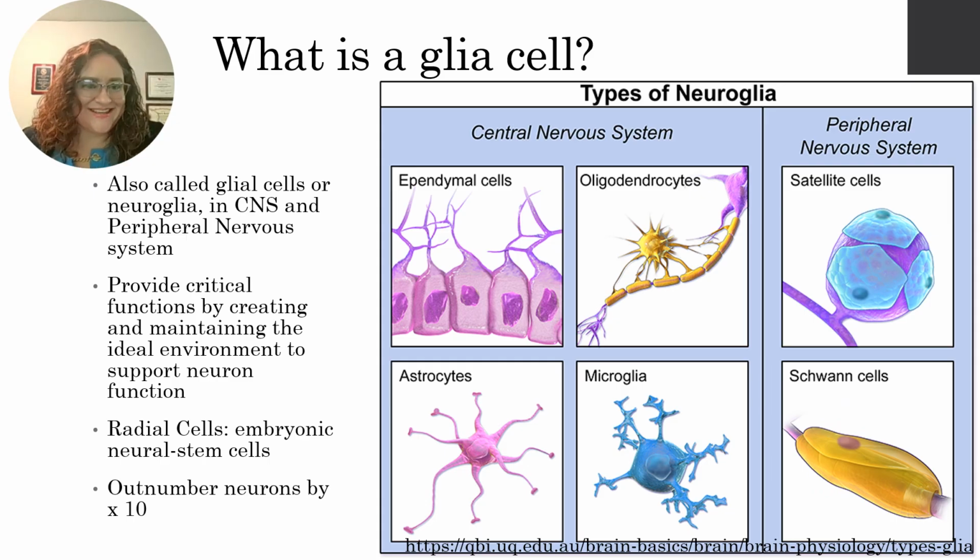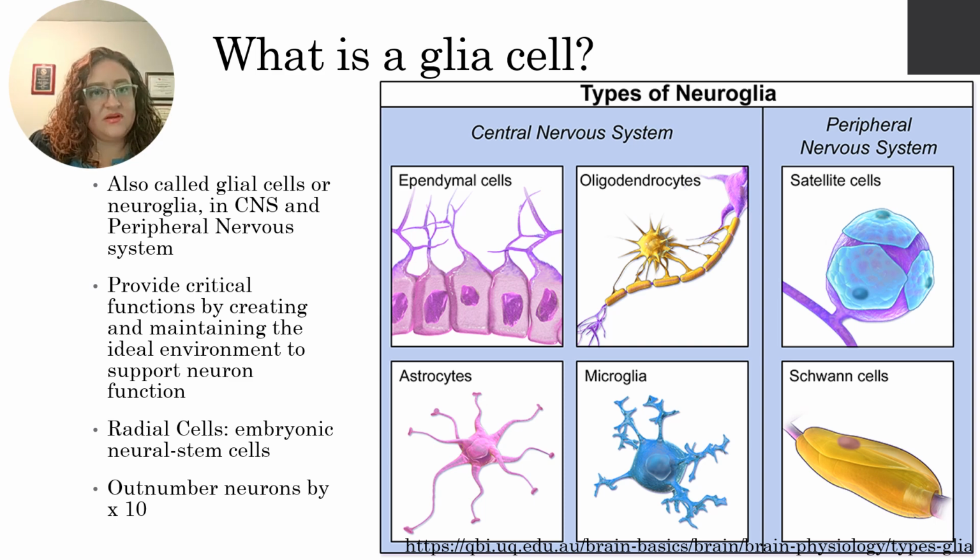So what even is a glia cell? Glia cells are also called neuroglia or glial cells, and they are often thought of as the supporting cast of the nervous system, but they really play a much bigger role. The number of glial cells in the brain actually outnumbers the number of neurons by a factor of 10, and neurons would be unable to function without the vital role that's fulfilled by the glia cells.